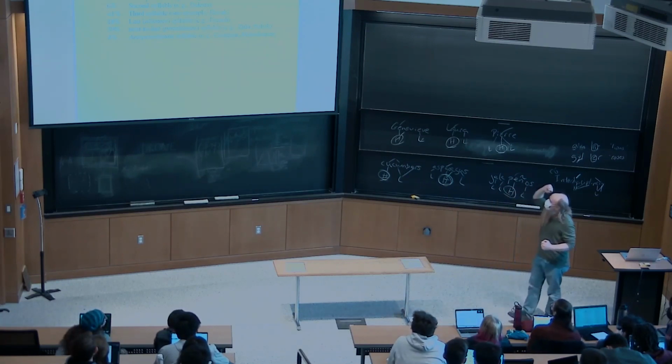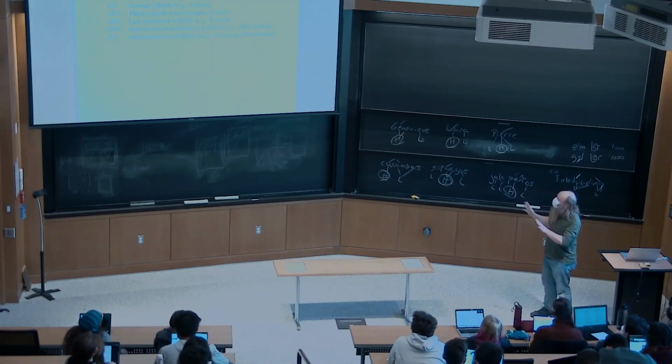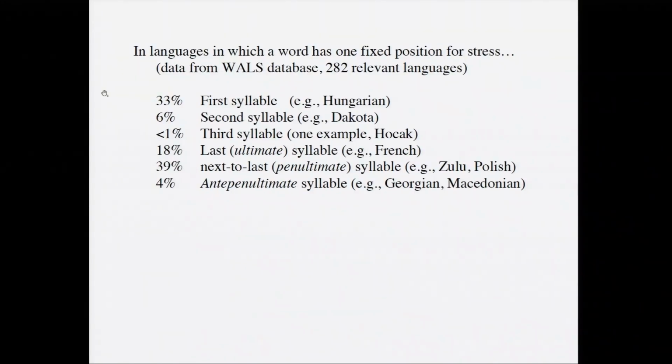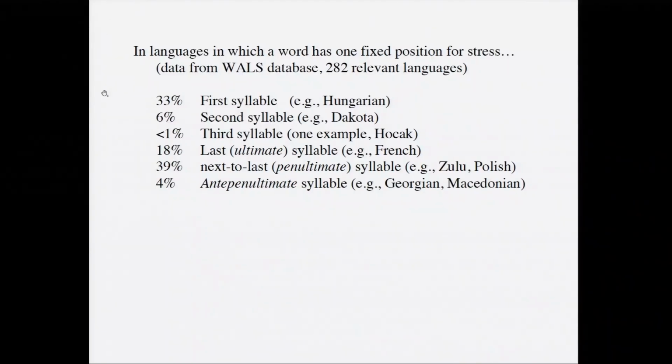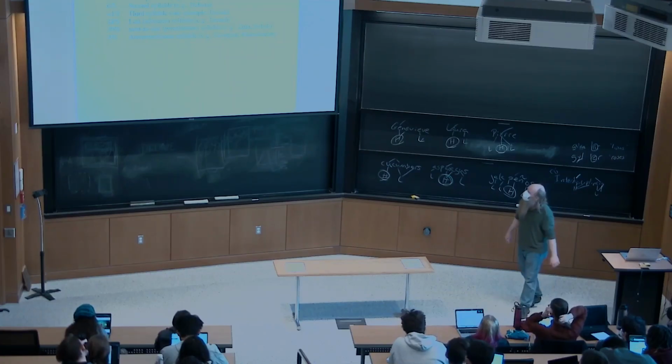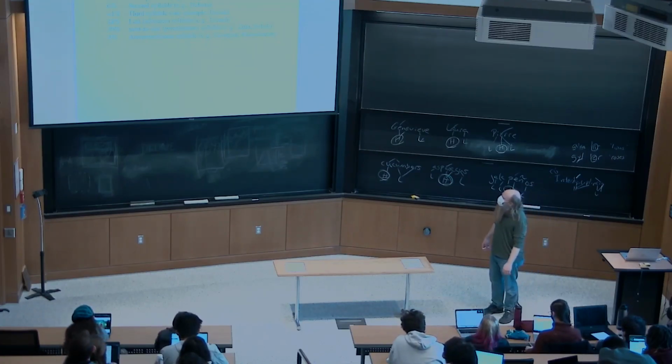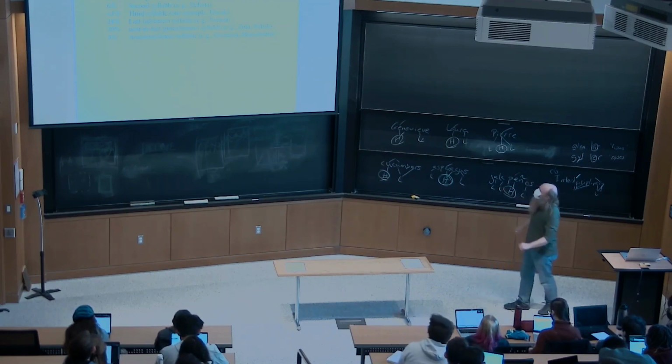In languages where words have one fixed position for stress, so there are languages out there where the position of stress is always fixed, these are data from a database called WALS, the World Atlas of Language Structures, which is free and accessible. I recommend going and having a look at it. When I got these data, there were 282 languages described in the WALS database. It describes languages with respect to a variety of phenomena, not always accurately, I have to say. So if you have a particular language you're interested in, you should double check. But it's a nice first pass at looking at a bunch of data.